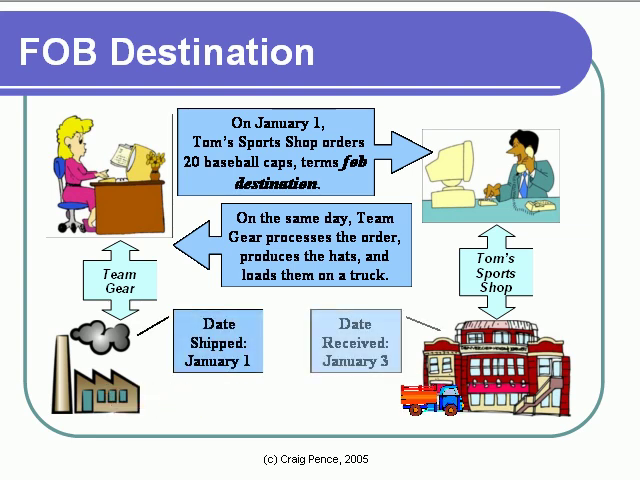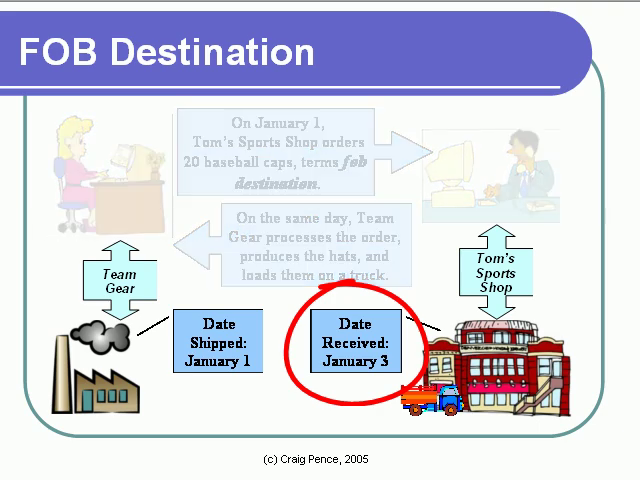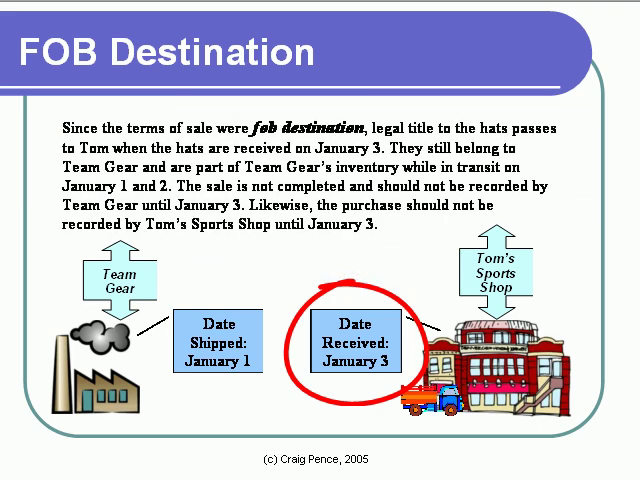When is it that Team Gear should record the sale of the baseball caps, and when is it that Tom should record the purchase? Since the terms of sale were FOB destination, then legal title will pass from the seller to the buyer when the goods arrive at destination. Team Gear is responsible for paying the freight and is responsible for the goods up until the point that they arrive at Tom's Sports Shop. Therefore, on January 3rd, legal title passes from Team Gear to Tom, and on January 3rd, Tom should record the purchase and Team Gear should record the sale.